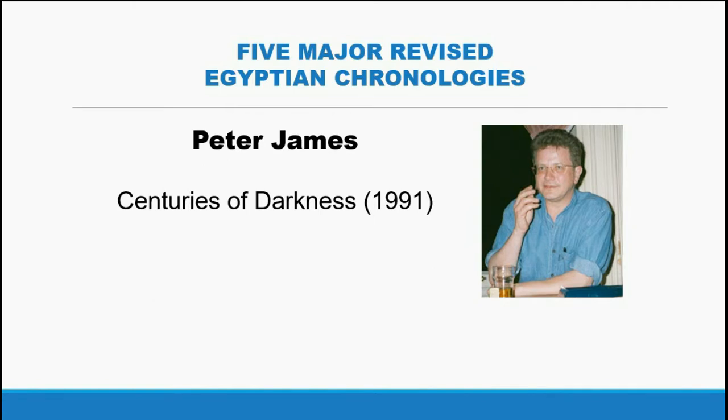His book, Centuries of Darkness, was first published in 1991 and made a major contribution in further documenting the Dark Age gap in Greece, Turkey, and other places. It is believed it was artificially created by applying faulty BC dates from Egypt to finds elsewhere in the ancient world.